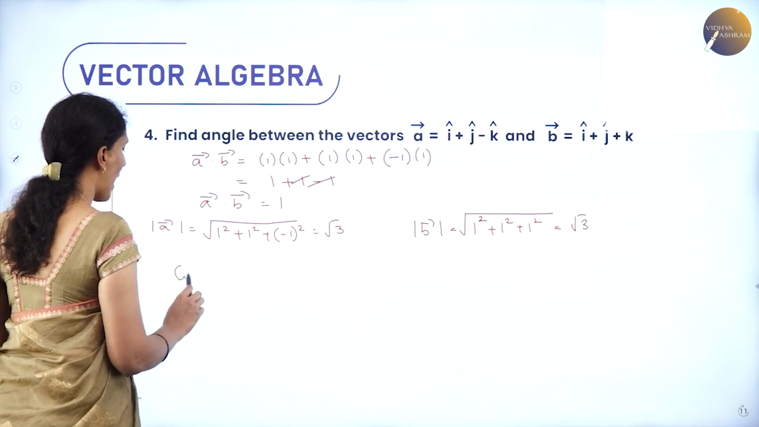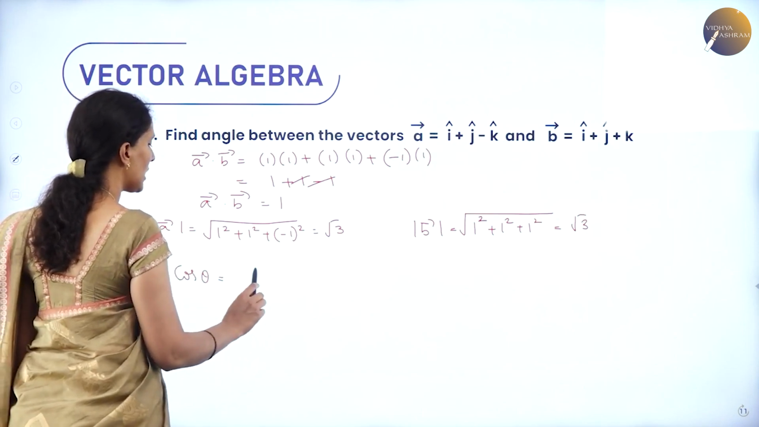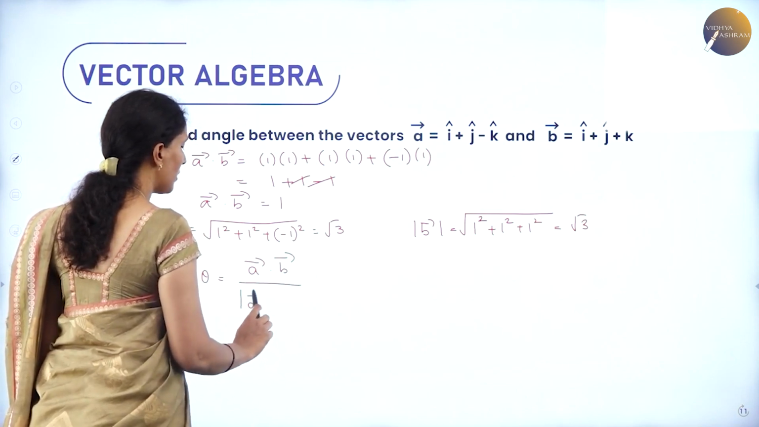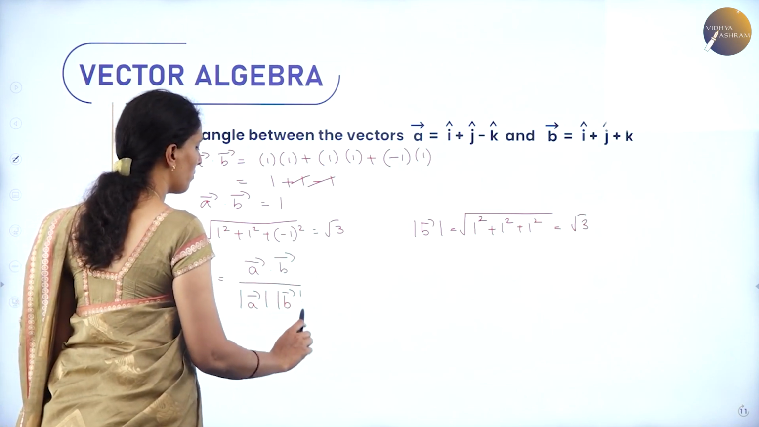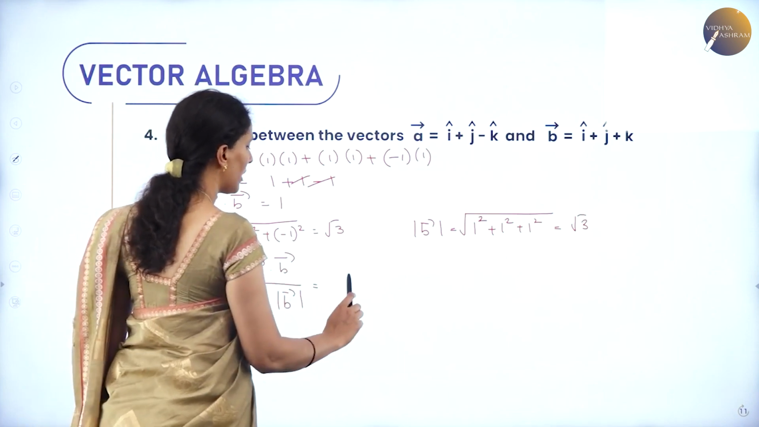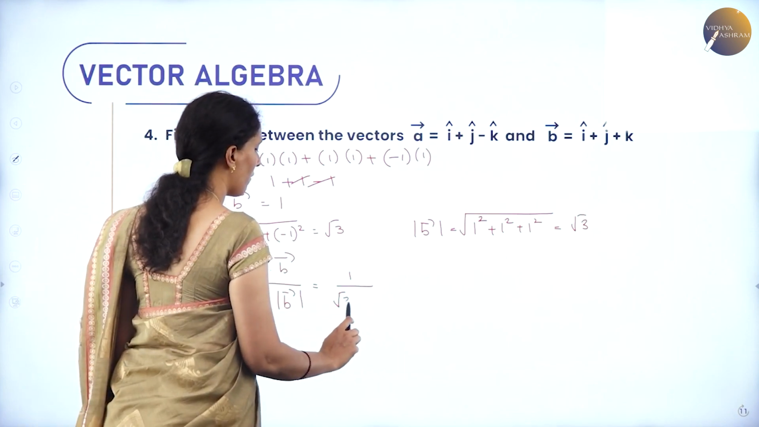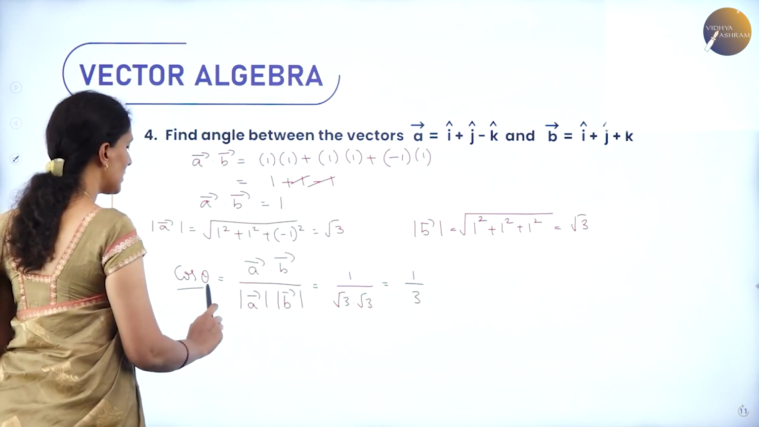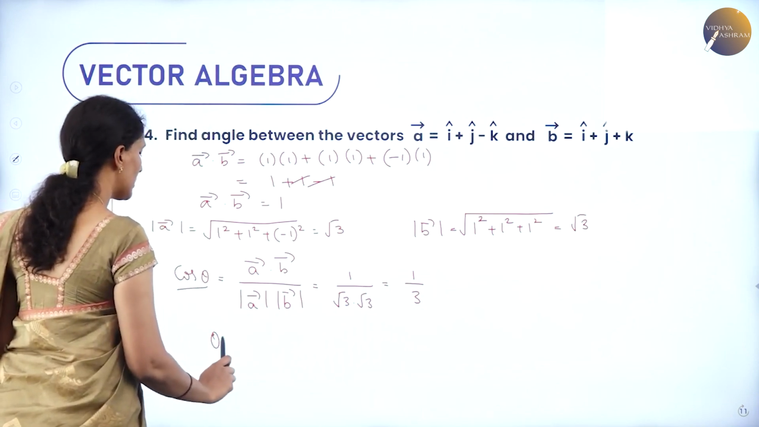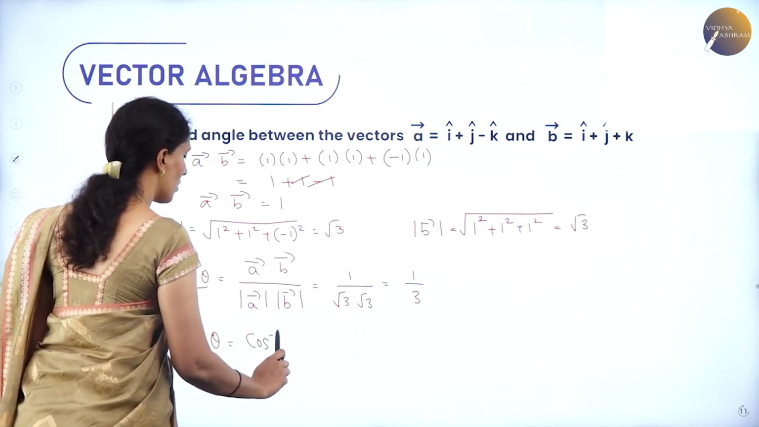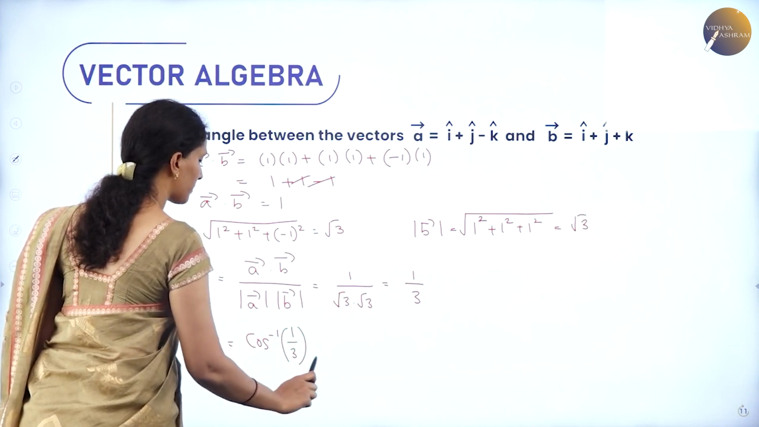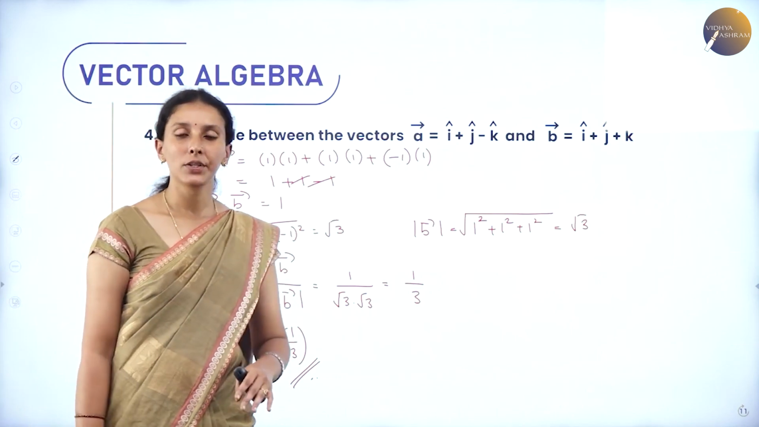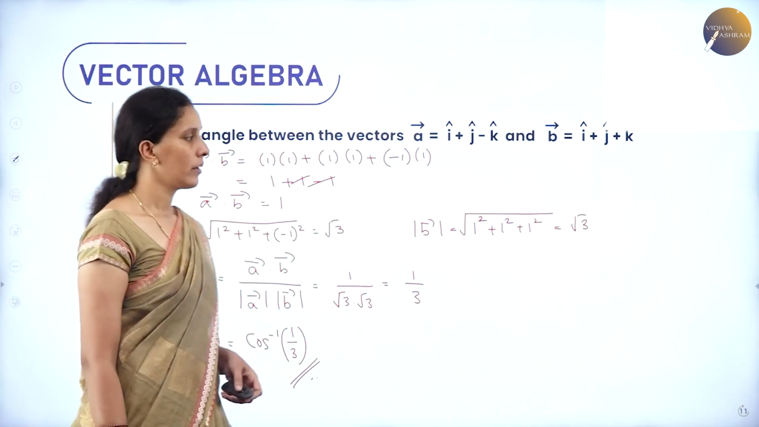Now, the angle between the two vectors: cos theta is equal to A dot B divided by magnitude of A times magnitude of B. A dot B we got as 1. In the denominator we have root 3 into root 3, which is 3, so cos theta is 1 by 3. What is theta? Theta is cos inverse of 1 by 3. Therefore, this is the angle between vector A and vector B.